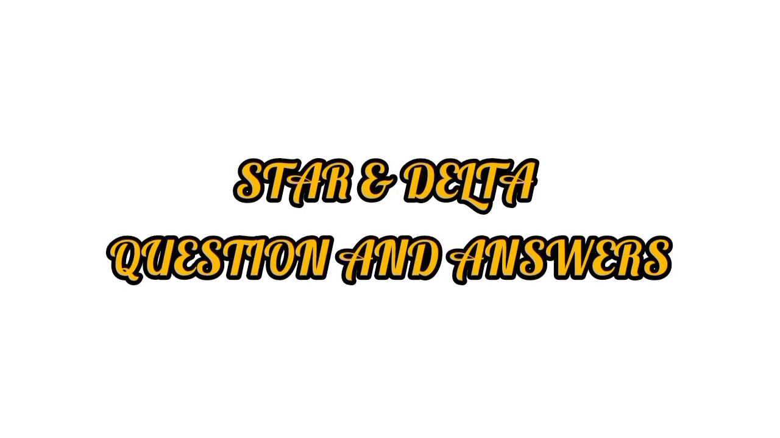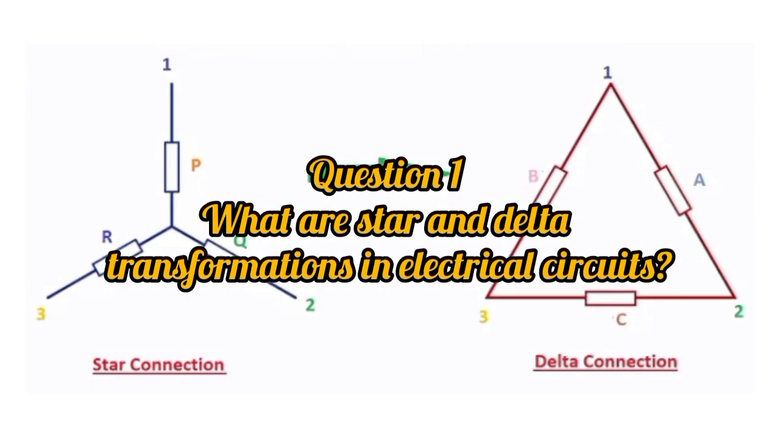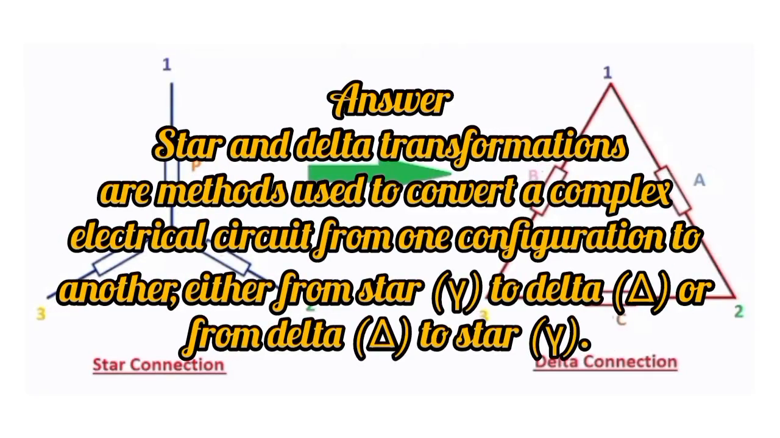Star versus Delta question and answers. Question 1. What are star and delta transformations in electrical circuits? Answer. Star and delta transformations are methods used to convert a complex electrical circuit from one configuration to another, either from star (Y) to delta (Δ), or from delta (Δ) to star (Y).